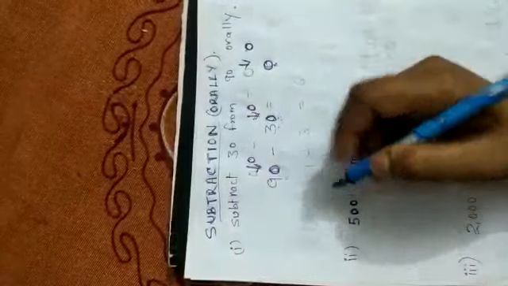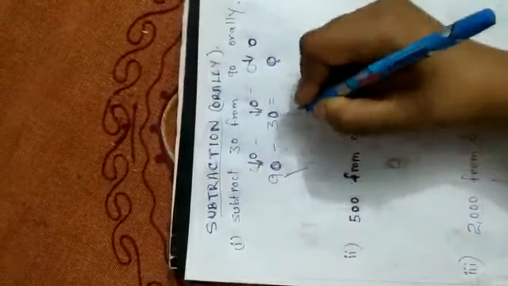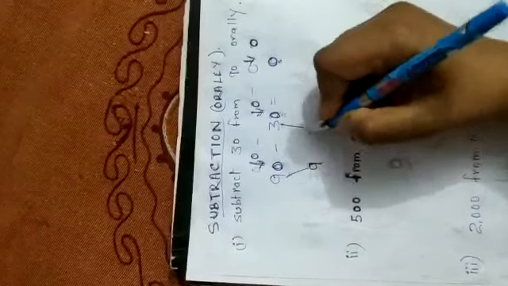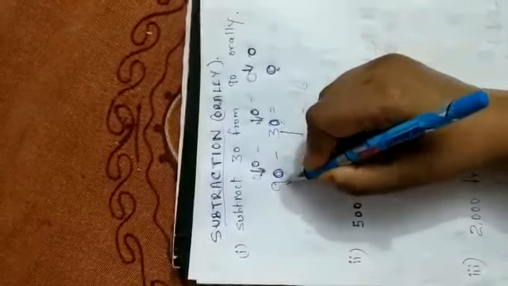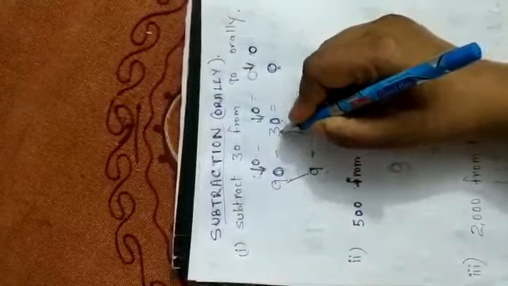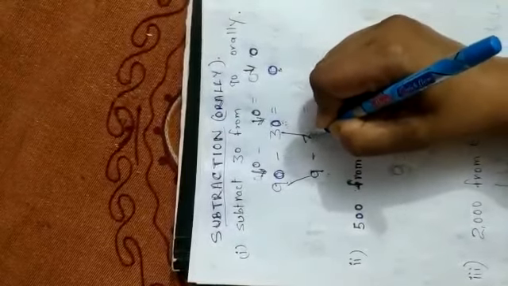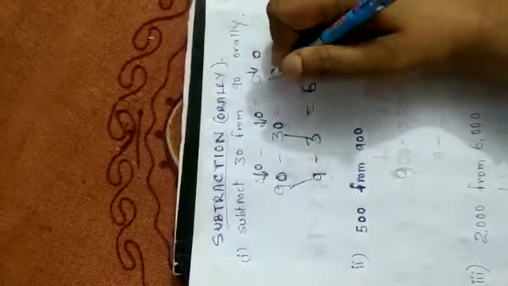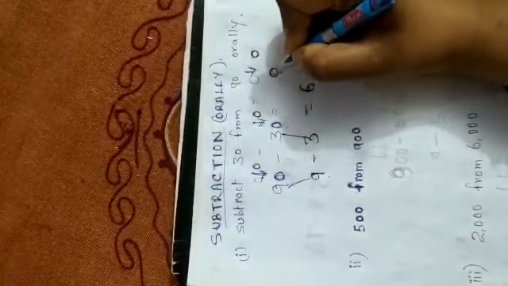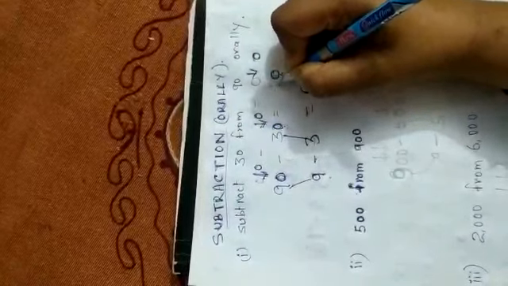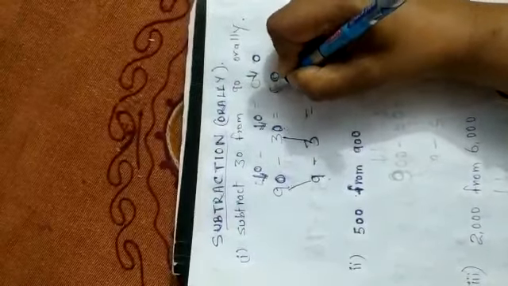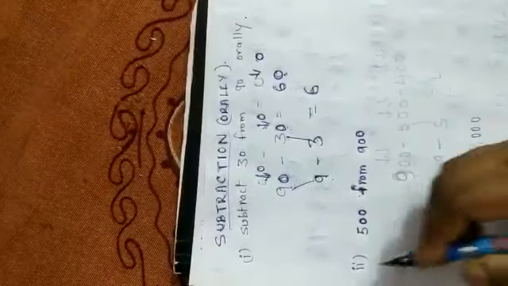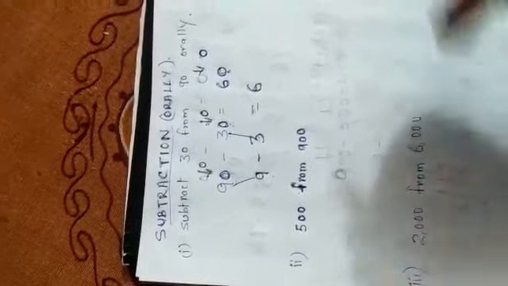Now third step. Third step is that let's subtract the digits in both numbers. In 90, 9 is the digit. Subtract 9 minus 3. So what do we get? 6. So then we write 6 along with 0, to the left side of the 0. So this is 60.